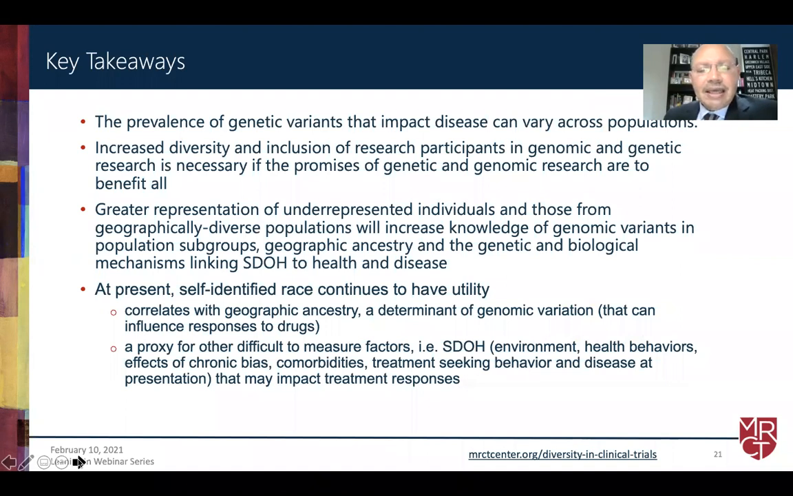So in conclusion, and setting the stage for our next two speakers, I'd like to share just a few takeaways. The prevalence of genetic variants that impact disease can vary across populations. Increased diversity and inclusion of research participants in genomic and genetic research is necessary if the promise of genetics and genomics are to be realized and to benefit all. Greater representation of underrepresented individuals and those from geographically diverse populations is important, as it will increase our knowledge of genomic variants in population subgroups, geographic ancestry, and then genetic and biological mechanisms linking social determinants to health and disease.